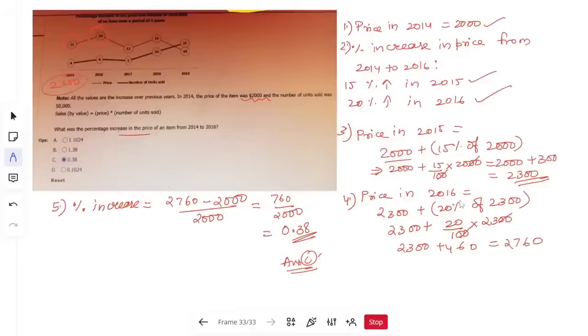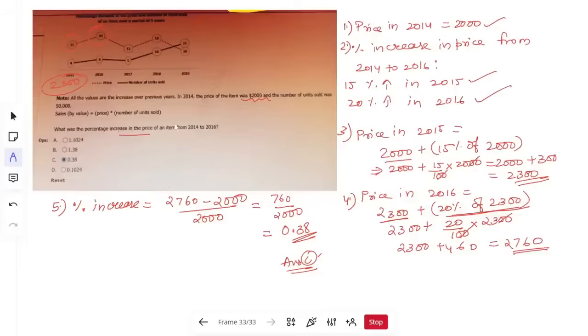Now again we will calculate the price in 2016. We will take the price from the last year, that is 2300, plus the percentage increase that has happened in 2016. From the diagram we can see that the percentage increase is 20%. So we will do 20% of 2300. When you solve it, you will get the new price as 2760, which is the new price in 2016.